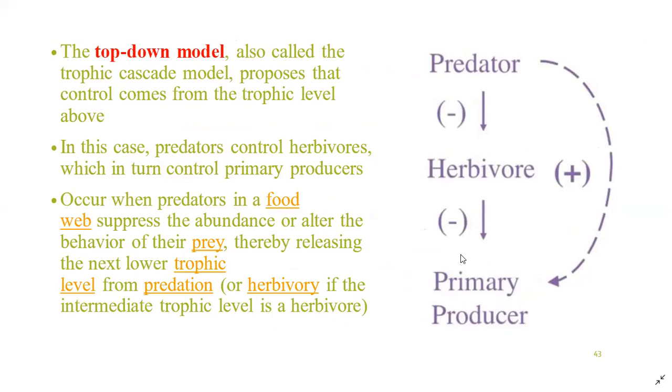So negative, negative, positive effects it will show. How? If the predator population goes up, the herbivore population will eventually come down. Suppose the lion population is going up, it will feed on the deer and the deer population will go down. If the deer population goes down, obviously the primary producer, the plant population, will increase because the one that was feeding on it decreased. So a negative, negative, positive effect is there. This is clearly called the top-down model or the trophic cascade model. Fine.